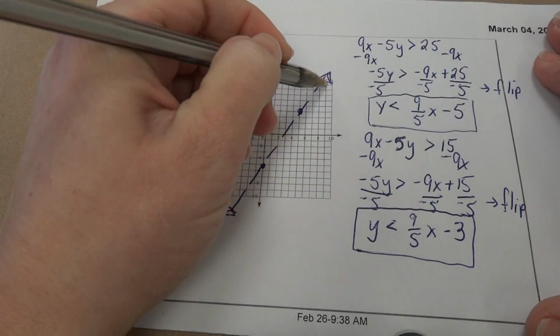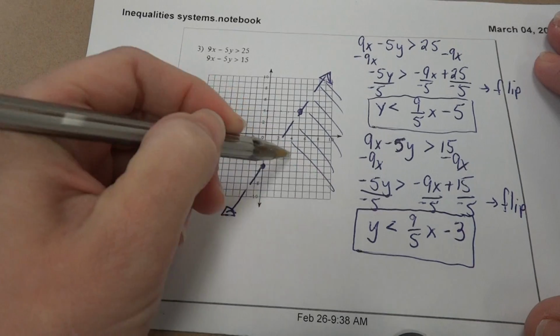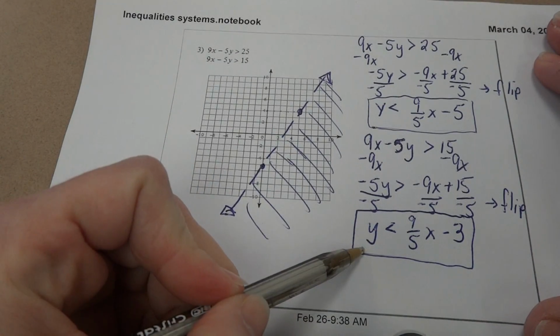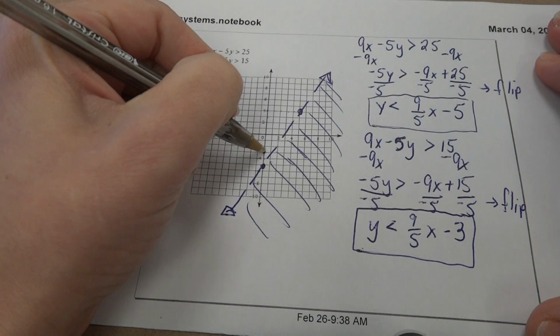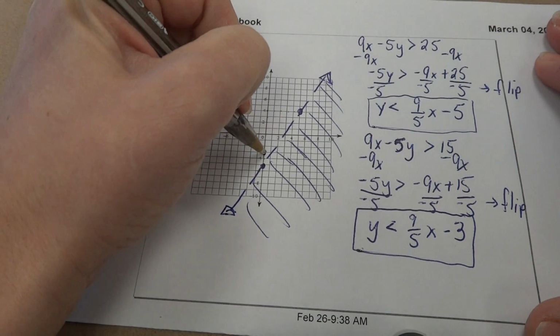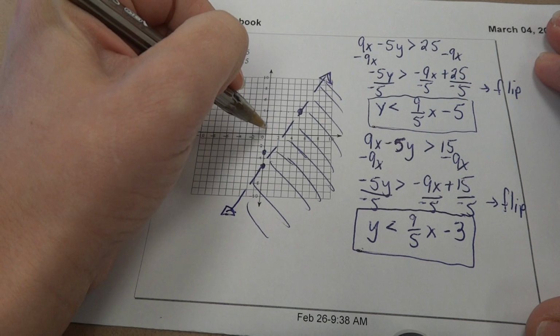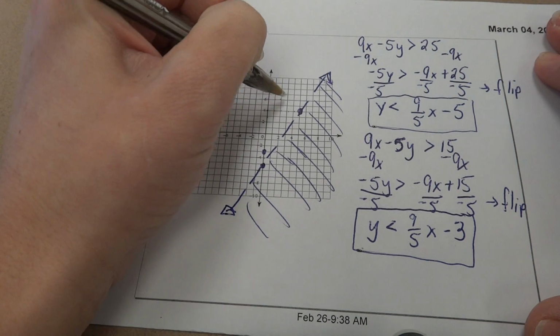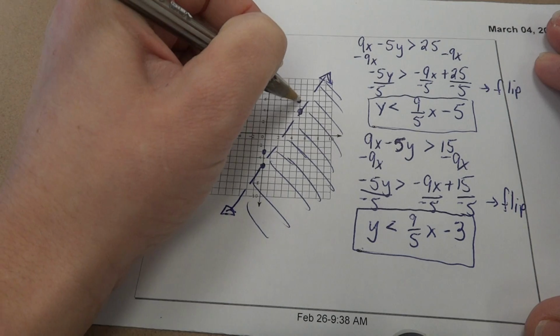And y is less than, so I'm going to shade in this direction. Now I'm ready to graph the second one. My y-intercept is negative 3. My slope again is 9/5. So I count up 9 and over 5.